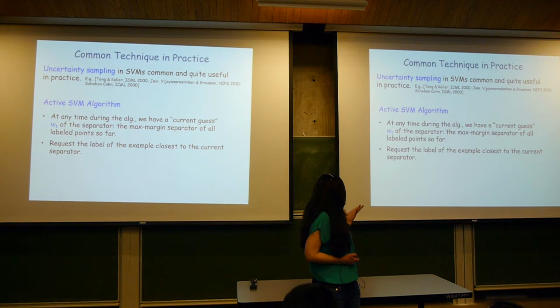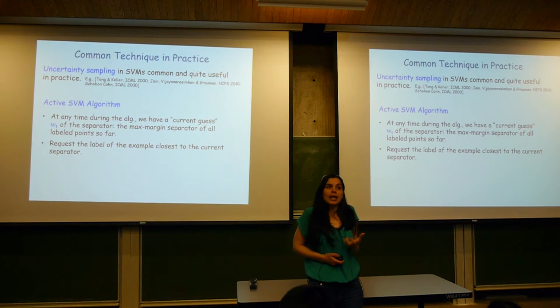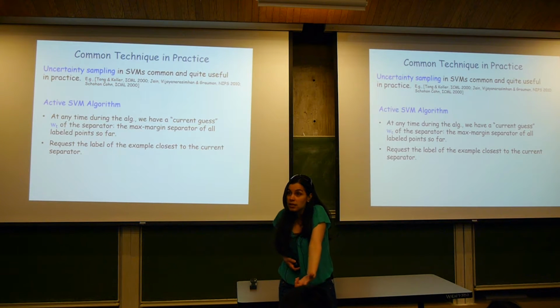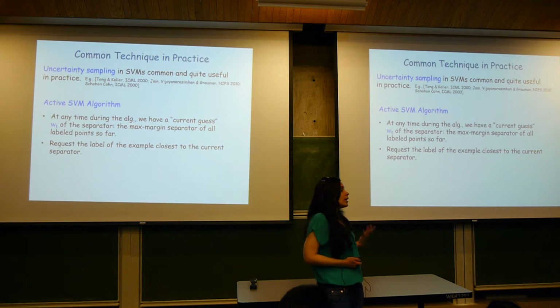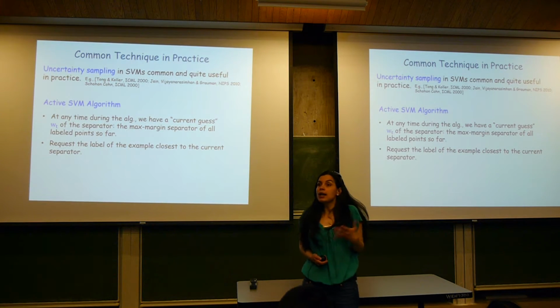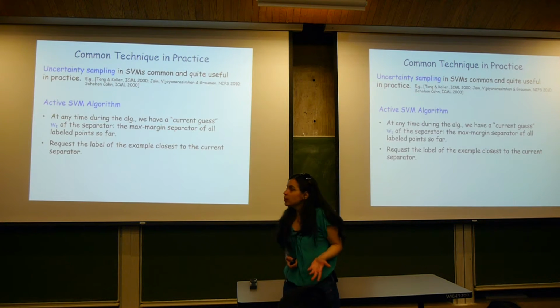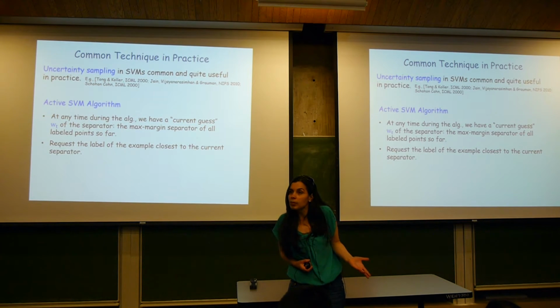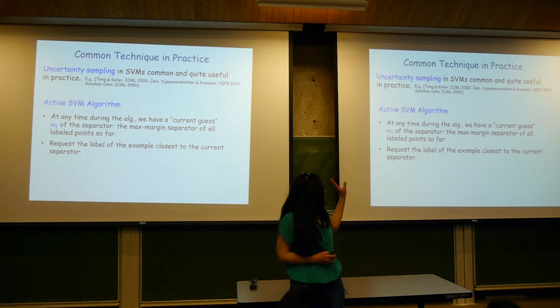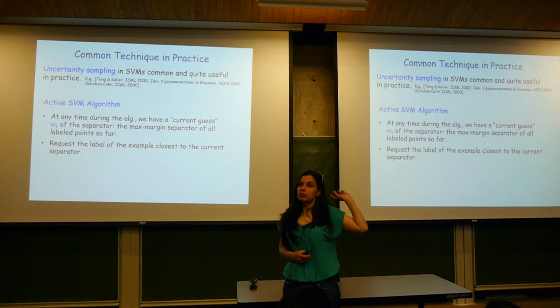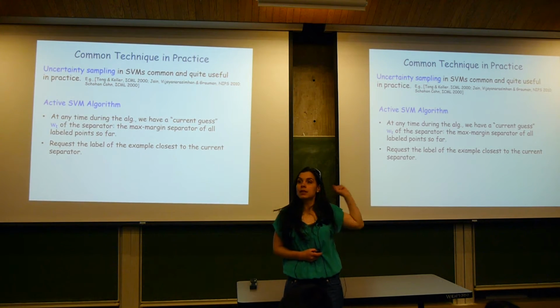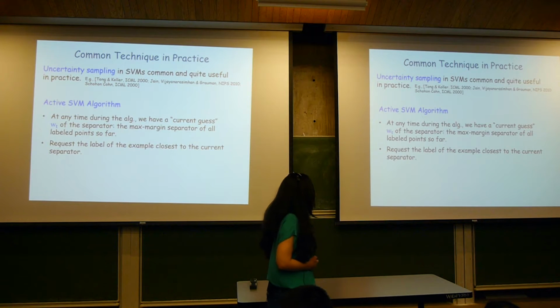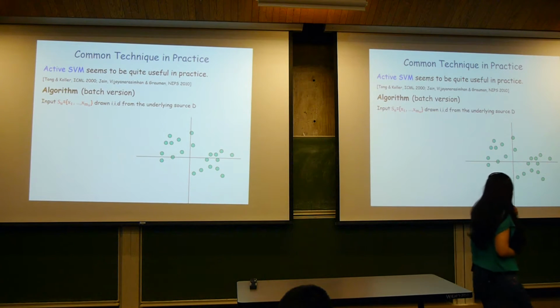Then, when deciding which example to query for its label next, it is very natural to query the example that is closest to the current separator. Why? Because if it falls close to the current decision boundary, maybe you're more uncertain about its label. That's why it's an uncertainty sampling based method. Let me be more concrete.